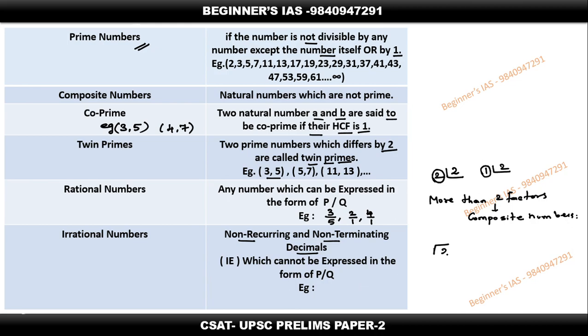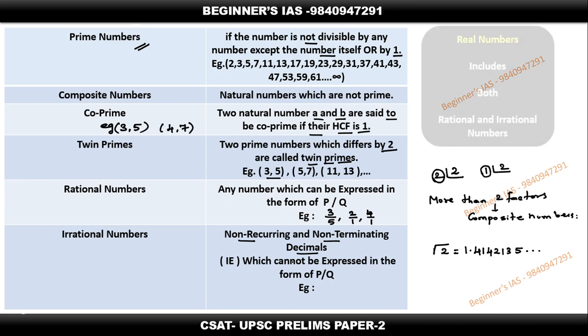For example, I am taking root 2. Here the value of root 2 is 1.414213, and it continues, which means it is non-terminating and also non-recurring. What do you mean by a recurring number? A recurring number is something like 1.4141. That is recurring. But here it is non-recurring: 1.414213, it differs. Therefore it is non-recurring. We call them irrational numbers.